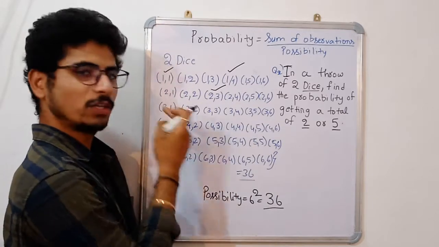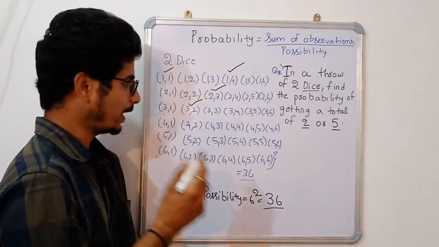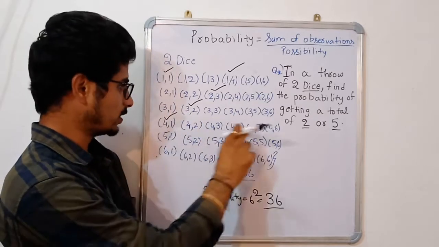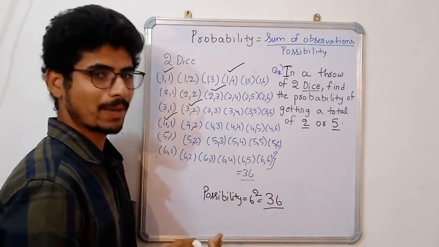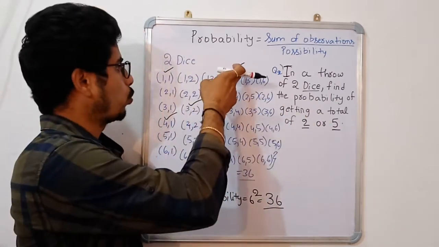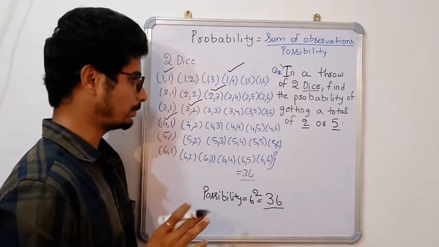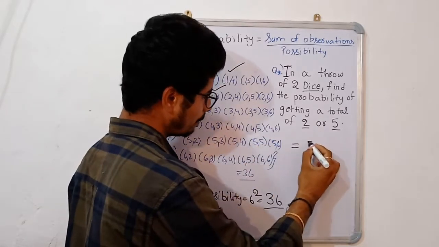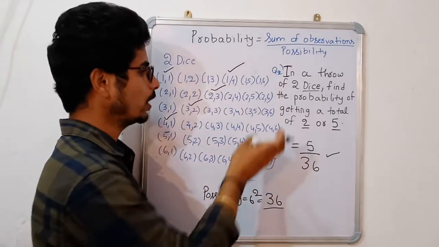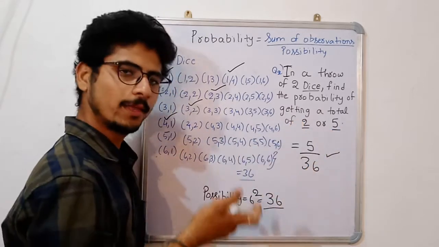Next, 3 plus 1 is 4, 3 plus 2 is 5, right? So this will be a combination. Okay, next, 4 plus 1 is 5, right? So that's it. After this, we won't be getting any sum of 5. Okay, so let's see the observations we got: 1, 2, 3, 4 and 5, right? We got 5 observations, so the probability will be 5 by 36. So the probability of getting a sum of 5 is 5 by 36.